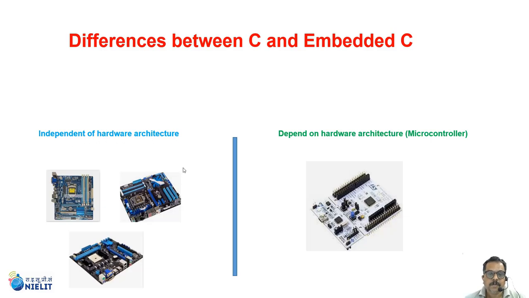That means the same C program, you can run it for different architectures. So it is independent of architecture. But when it comes to the microcontroller, the same code we cannot put on another microcontroller. So we have to study the architecture of the microcontroller, what pins it uses. According to that only we can write the code.